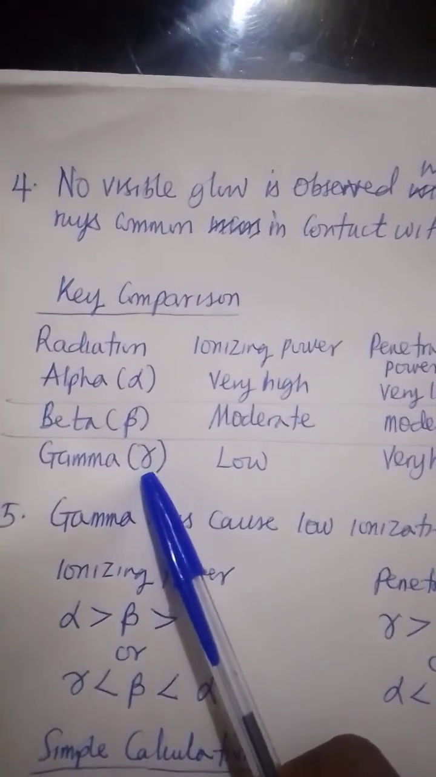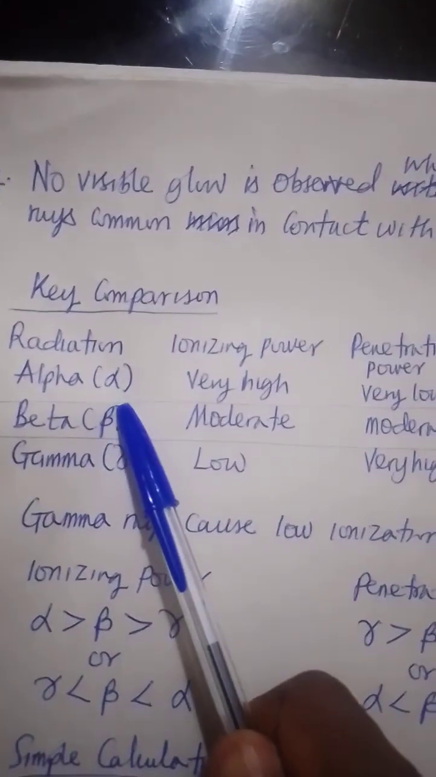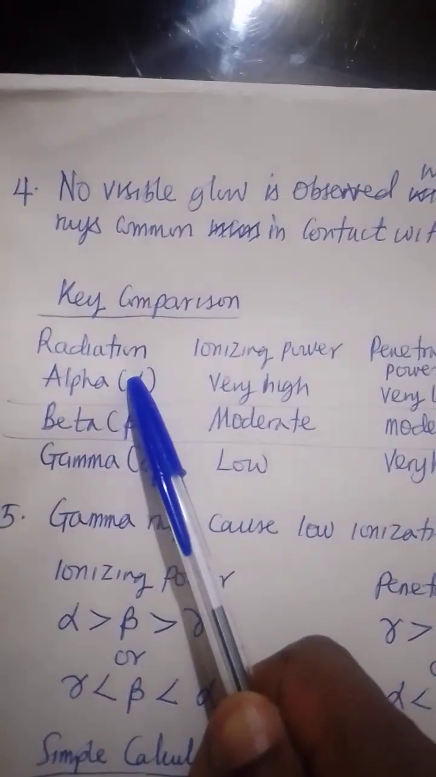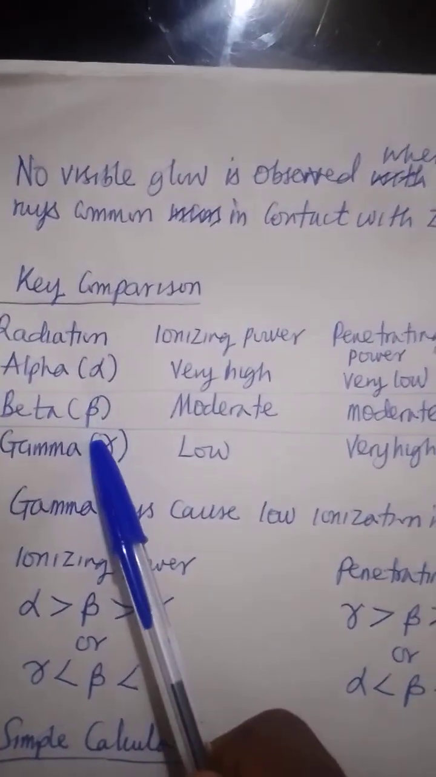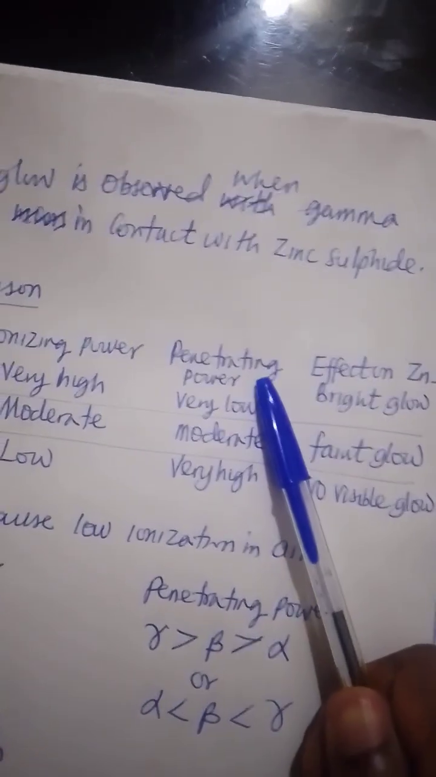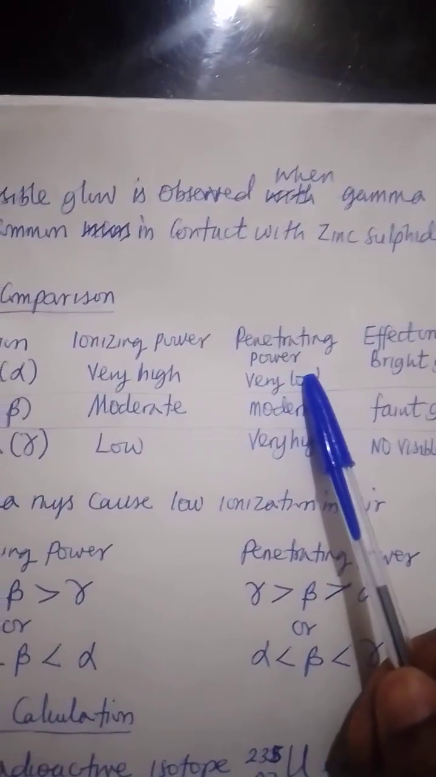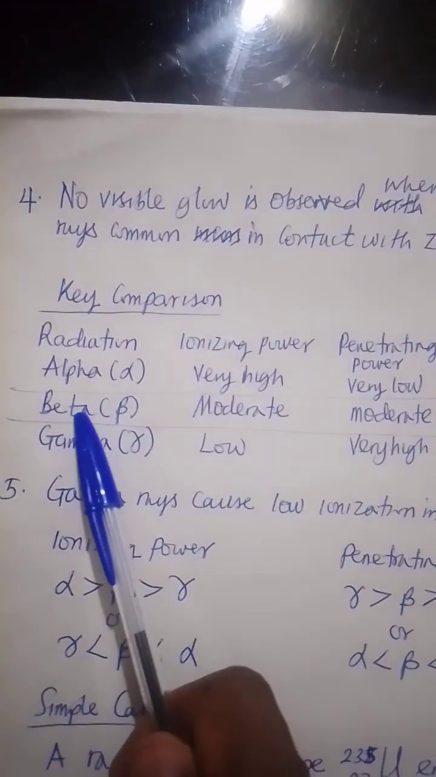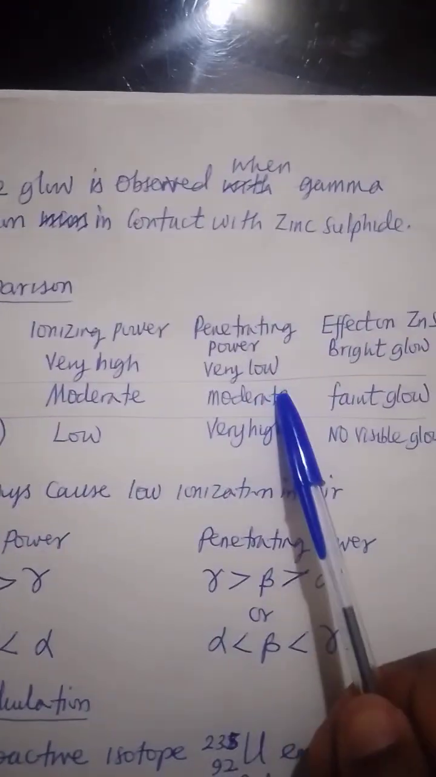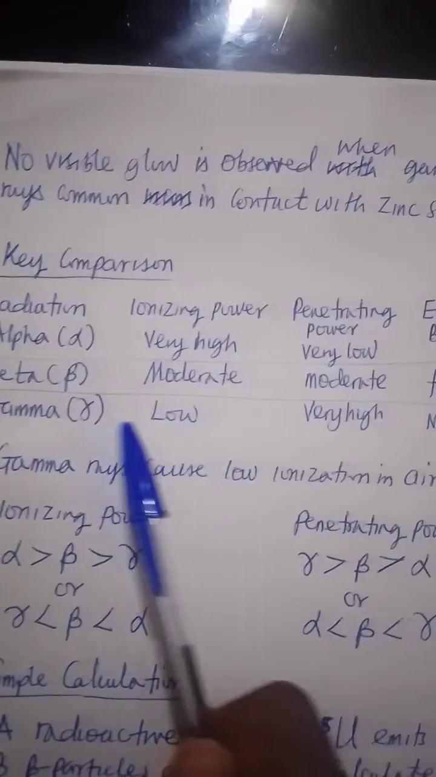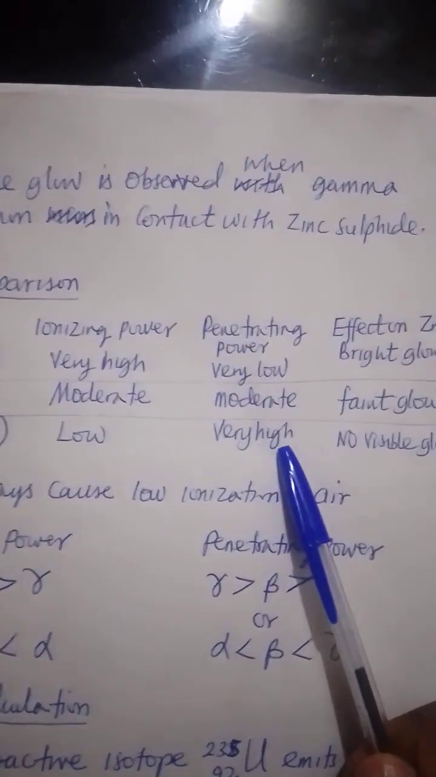Don't forget, it is alpha, beta, and gamma. So under the penetrating power, alpha has the lowest, beta moderate, and gamma the highest, very high.